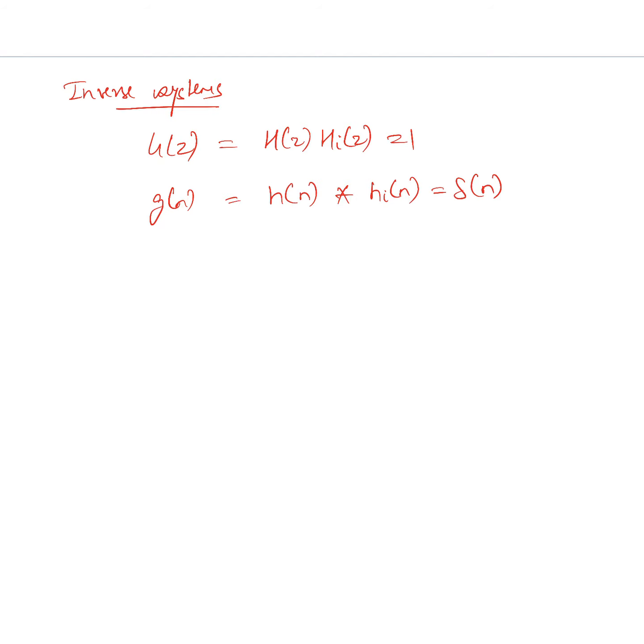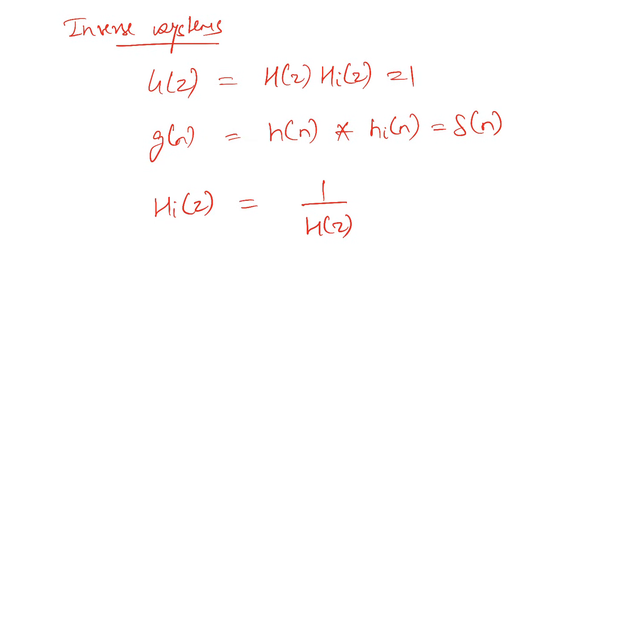Of course, since we are considering a scalar rational function, you can define your hi of z as 1 upon h of z. So you can compute it for the given h of z. This is for the z transform, and for the discrete time Fourier transform it would be h of e to the power j omega.